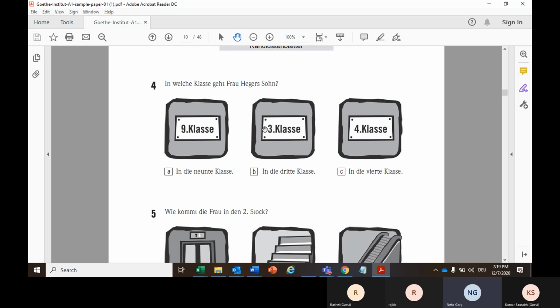Nummer 4. Haben Sie Kinder, Frau Heger? Ja, einen Sohn. Und wie alt ist er? 9 Jahre, seit gestern. Ach, da geht er ja schon zur Schule. Ja klar, schon in die 3. Klasse.